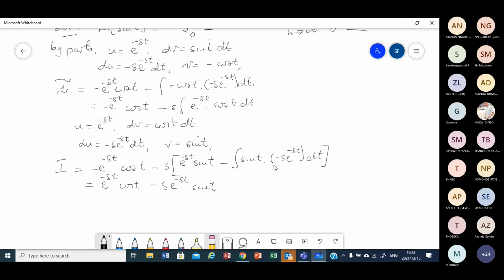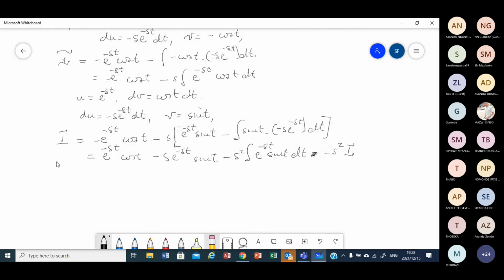Don't forget here, s is coming out. This one is negative, it's plus, but because of that, it's minus. So I'll get s squared times the integral of e to the minus st sine t dt, which is minus s squared times the integral I, because remember, that was my I. Transpose all the I's to one side.